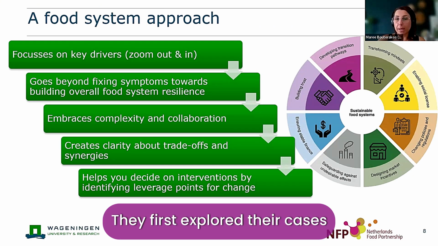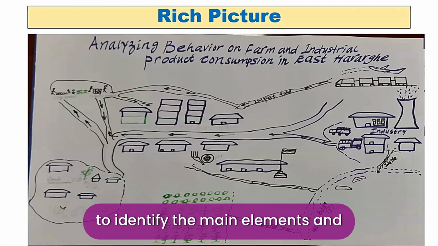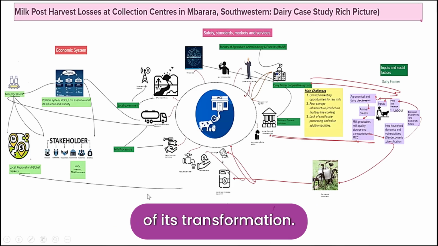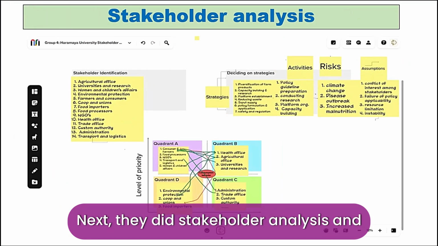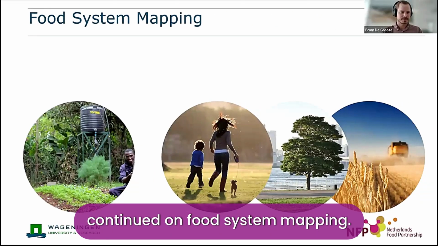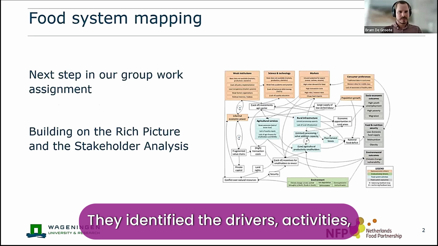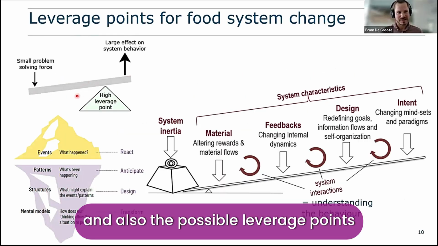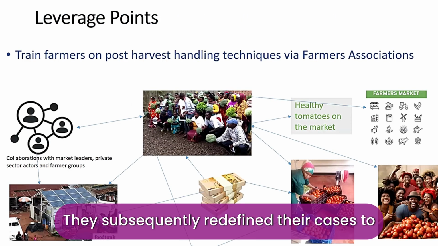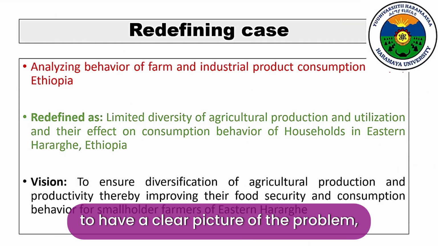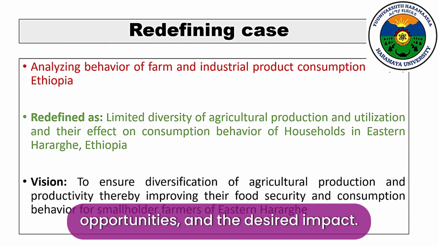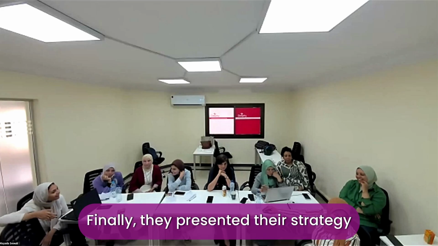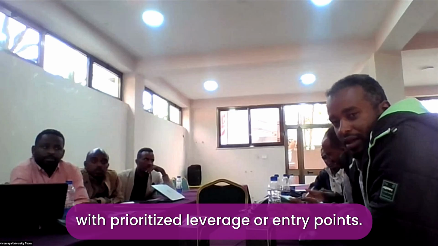They first explored their cases to identify the main elements and relationships of the food system and to define the objective of its transformation. Next, they did stakeholder analysis and continued on food system mapping. They identified the drivers, activities, and outcomes of the food system and also the possible leverage points for their interventions. They subsequently redefined their cases to have a clear picture of the problem, opportunities, and the desired impact. Finally, they presented their strategy with prioritized leverage or entry points.